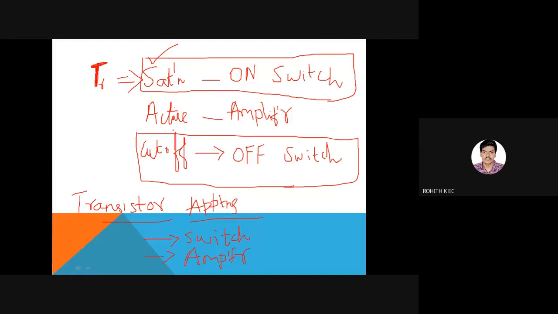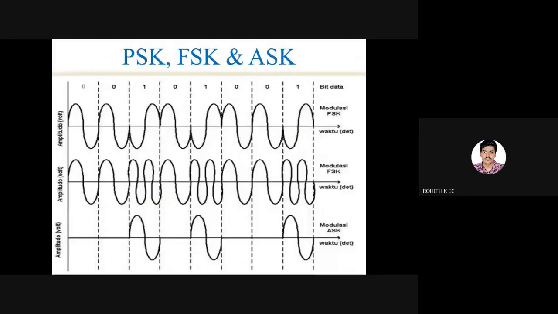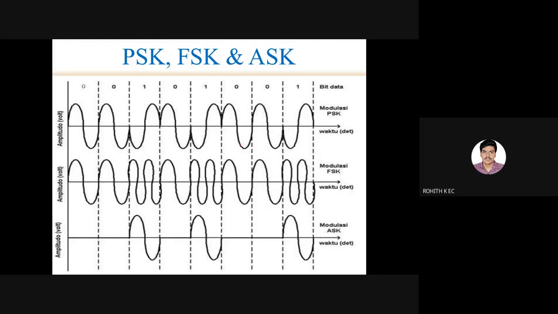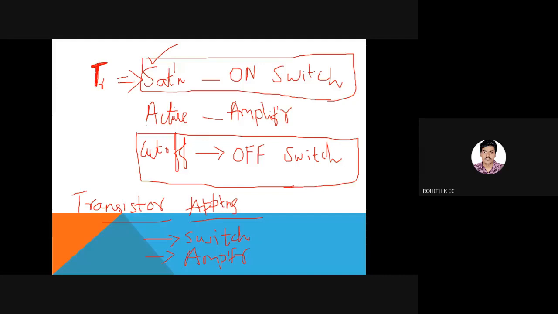Now, what is our objective? Our focus is to implement ASK, and for implementing ASK, switching operation should happen. That means which are the two operating regions that we should focus on? When ASK is producing output, it should operate in saturation region. If it is not producing output, it should operate in cutoff region. Therefore, we will design the transistor as a switch such that when logic 1 comes, it will operate in saturation region, and when logic 0 comes, it will operate in cutoff region.